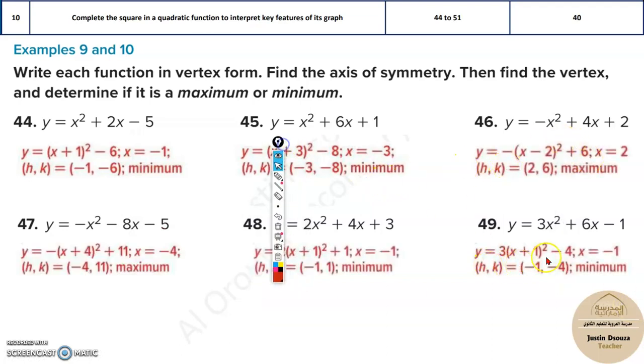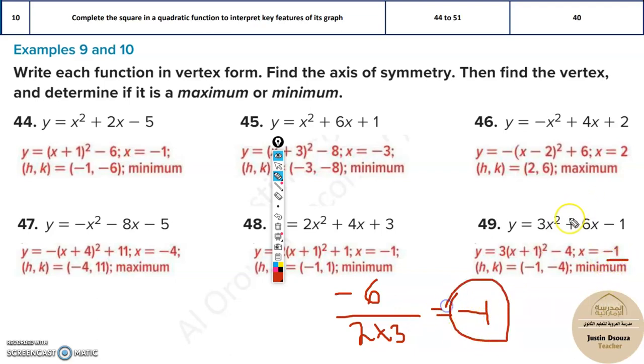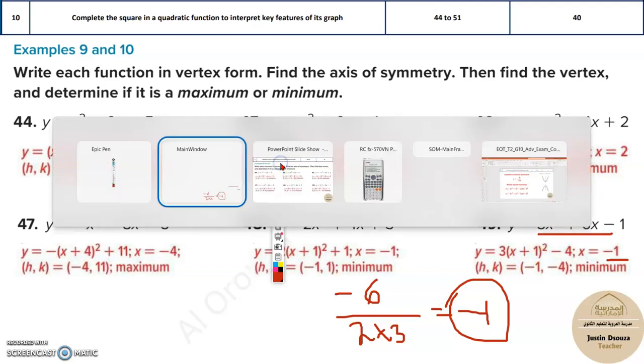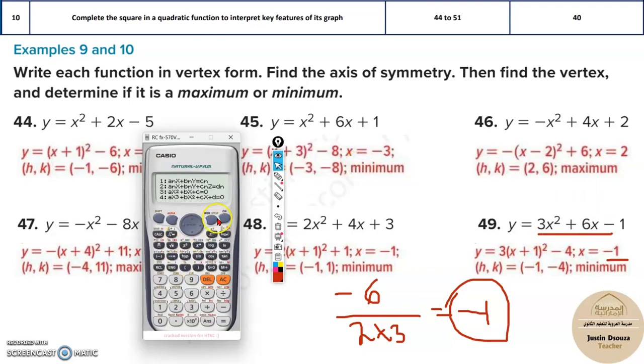Now for example, this one, let me solve the last one. Other parts are all same. Say I'll just do this, minus b by 2a, minus 6 divided by 2 times 3 will be minus 1. So x is minus 1. Now all I do is put this minus 1 in this equation. You can directly do it in calculator.